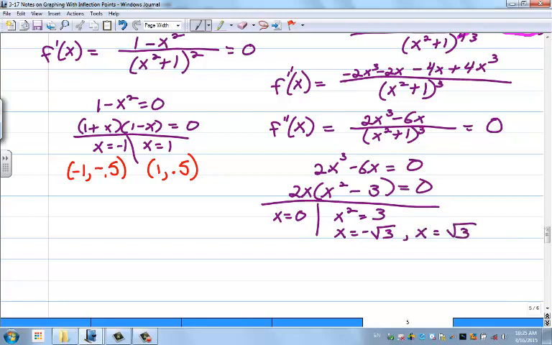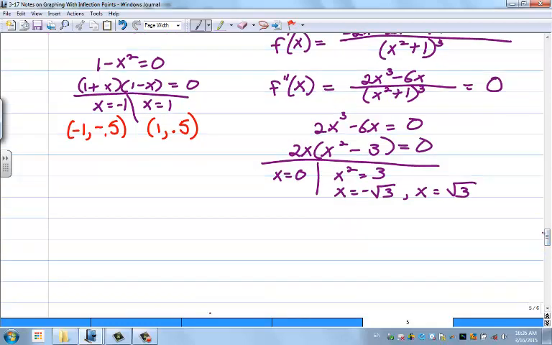Okay, so once I have those, I will go ahead and plug them into my calculator to get the actual points. So the actual points here: 0, 0. Negative radical 3 is negative 1.7, so I'm going to use that. Negative 1.7 and negative 0.4 when we plug that into the original function f of x. And then finally, radical 3 is positive 1.7 and positive 0.4.